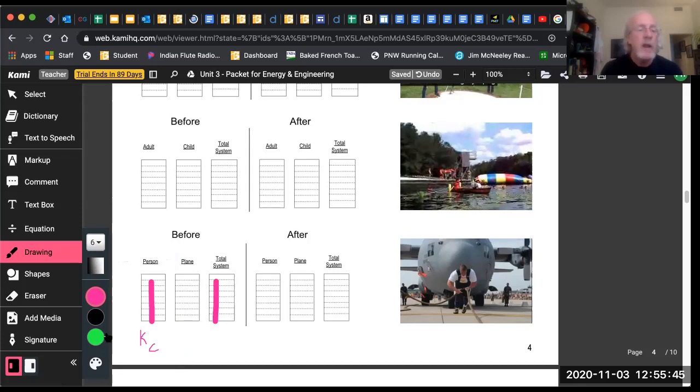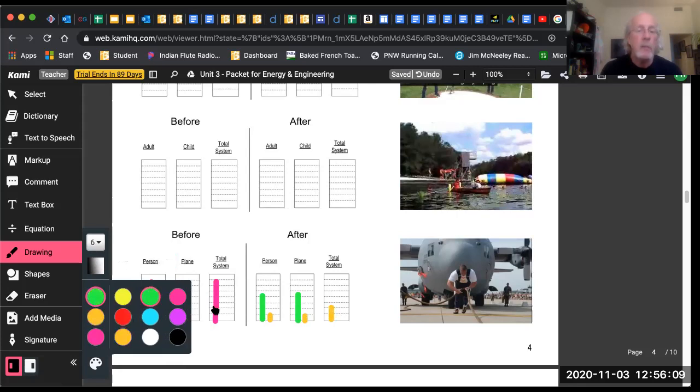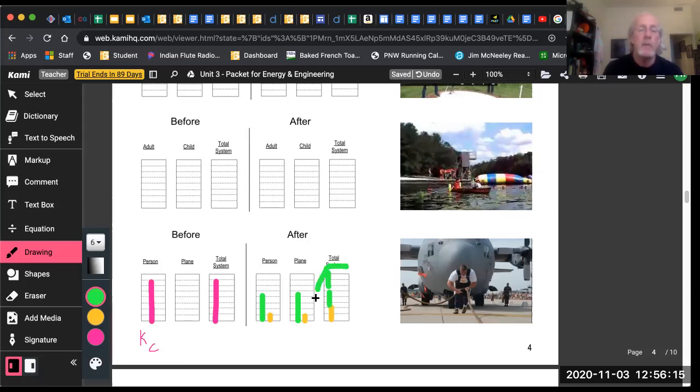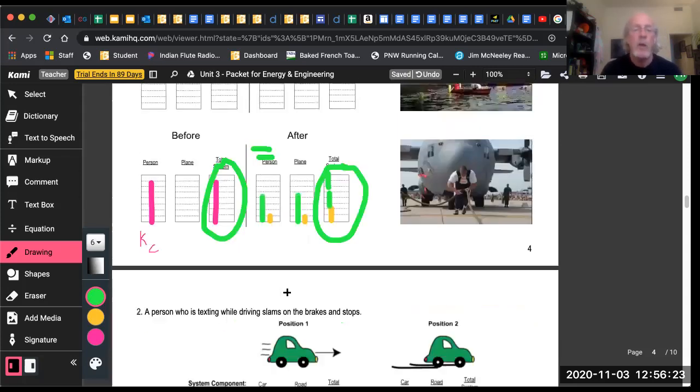Afterwards, the person is moving and the plane is moving. He's getting sweaty, and there's friction with the wheels on the concrete and all that sort of stuff going on. If I add all those things up, I've got a little of that and a little of that, and then with my green I've got a little of that and a little of that. The total energy of my system here has to equal the total energy of my system here. It cannot change.